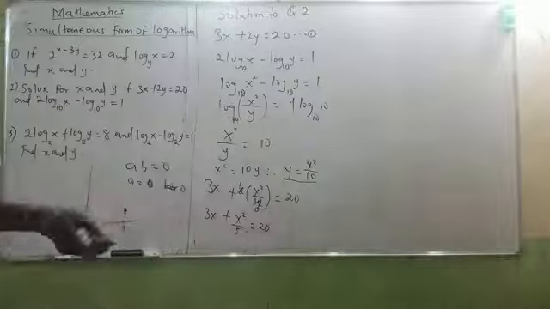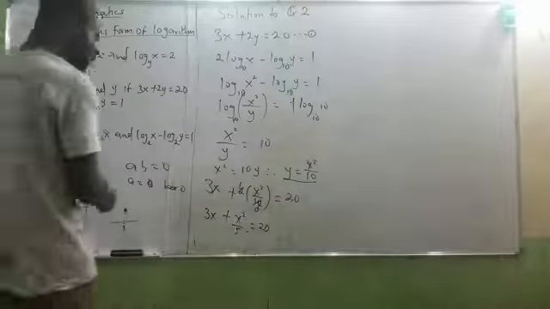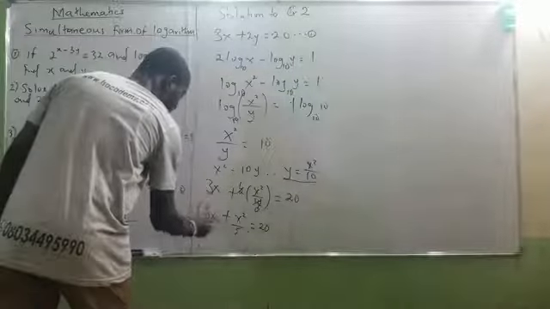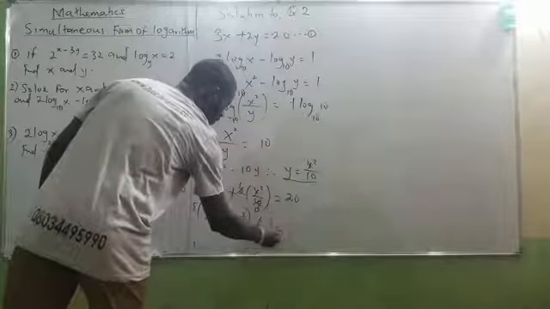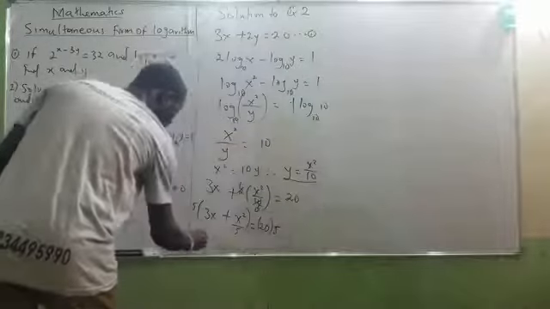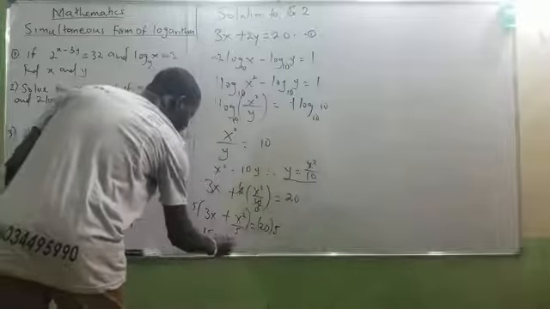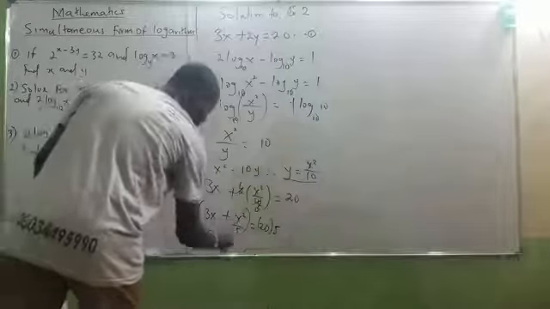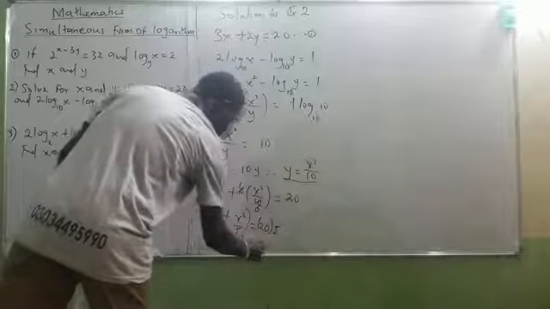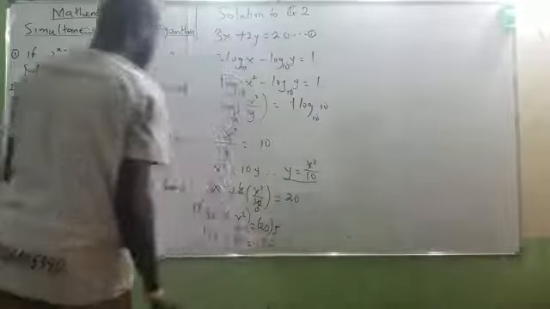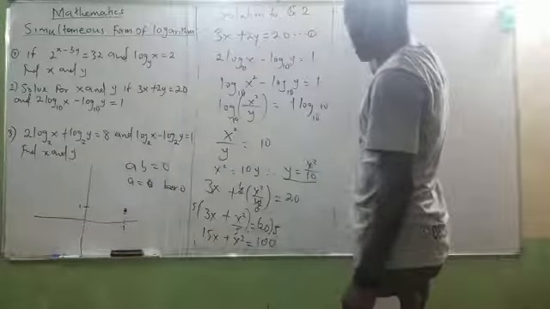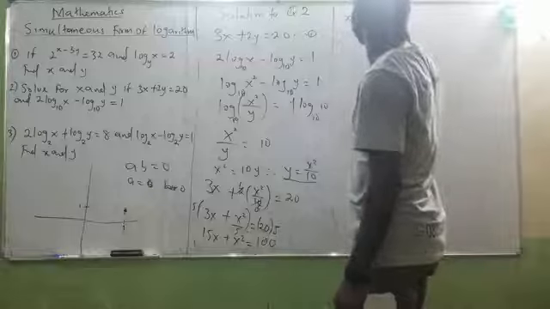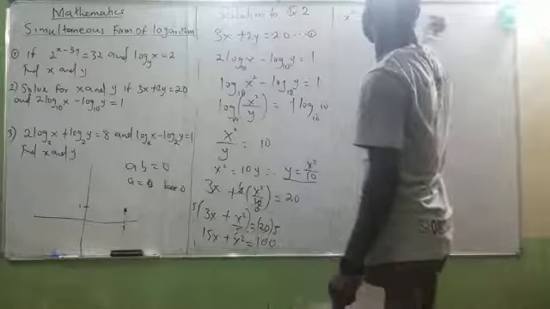Now, what can I do to this? Multiply both sides by 5. Which I'll be having 15x plus, this times this, x squared equals 100. If that is the case, I will be having x squared plus 15x minus 100 equals 0.